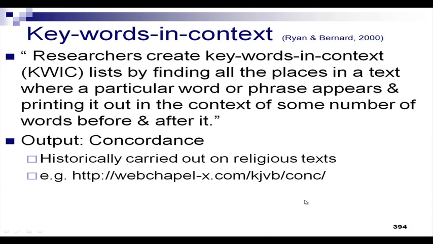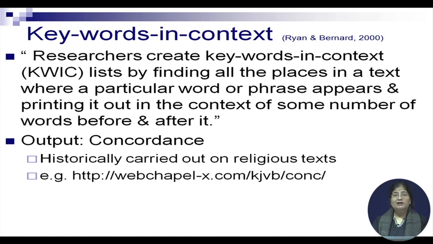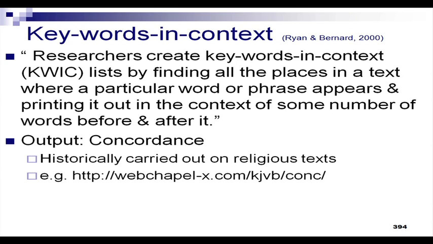Okay, keywords in context. Researchers create keywords in context, KWIC lists, by finding all the places in a text where a particular word or phrase appears and printing it out in the context of some number of words before and after it. The output here is called a concordance, and this was historically carried out on religious texts, and I found a very nice example of a concordance on the Holy Bible. I'll just show it to you.